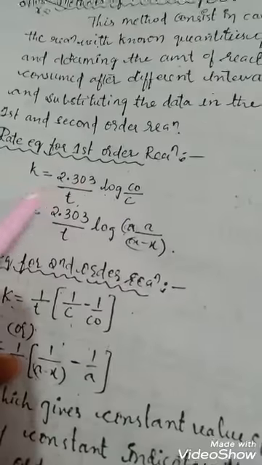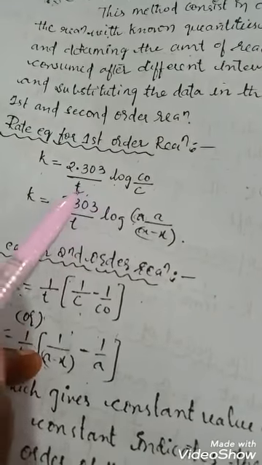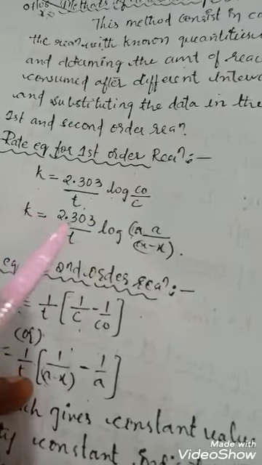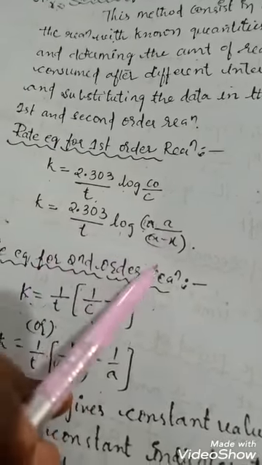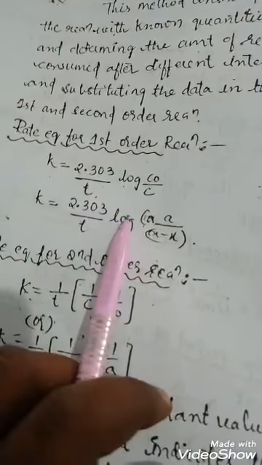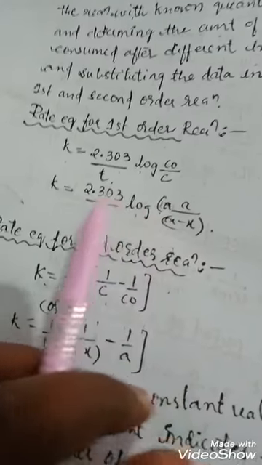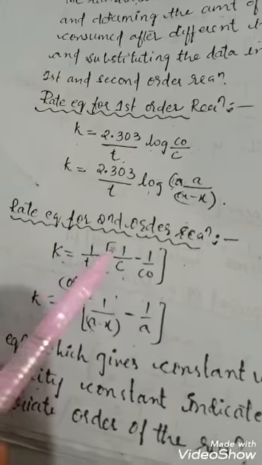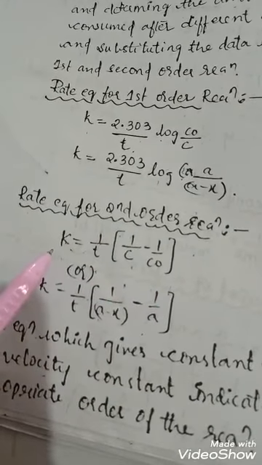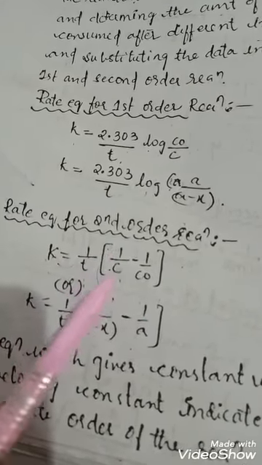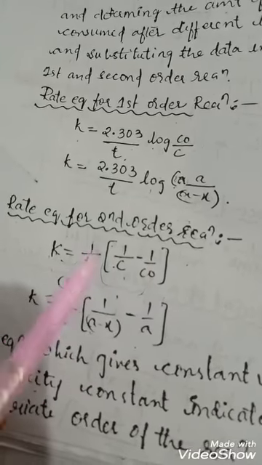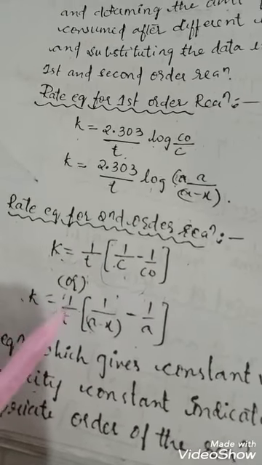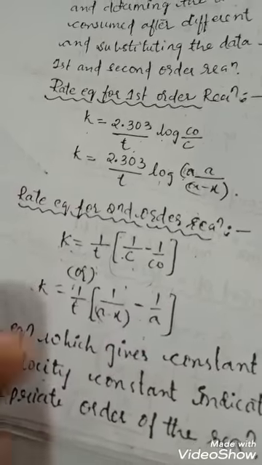The rate equation for first order reaction is K equals 2.303 by t log c naught by c, so K equals 2.303 by t log a by a minus x. For second order reaction, K equals 1 by t, 1 by c minus 1 by c naught, or otherwise K equals 1 by t, 1 by a minus x minus 1 by a.